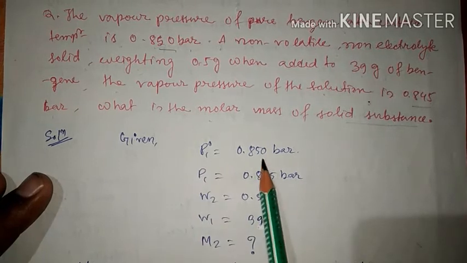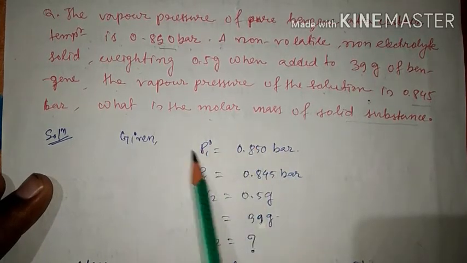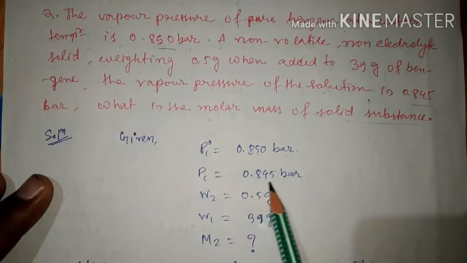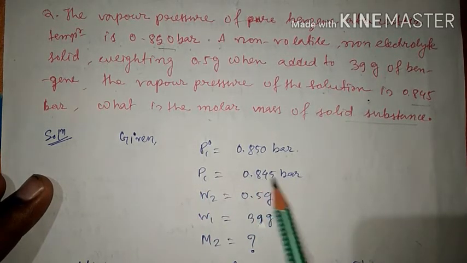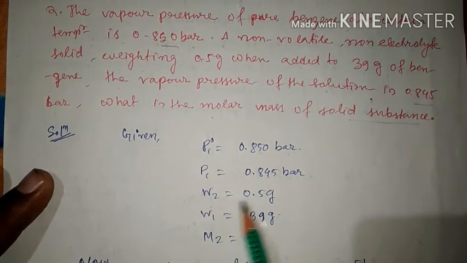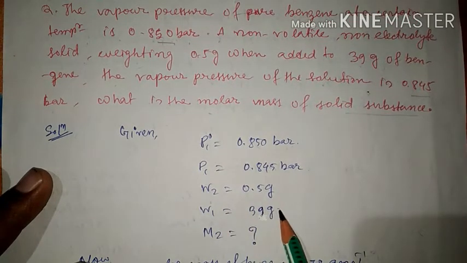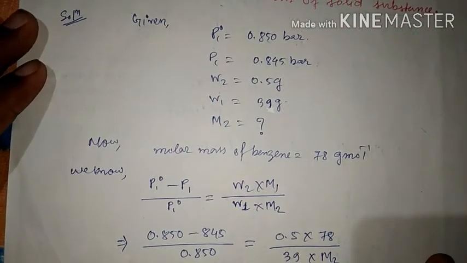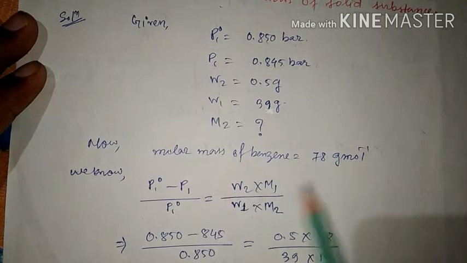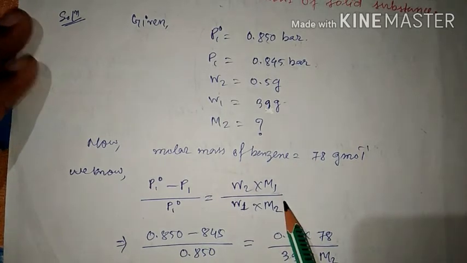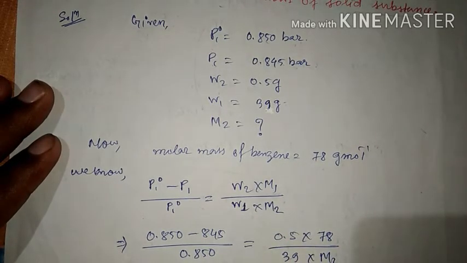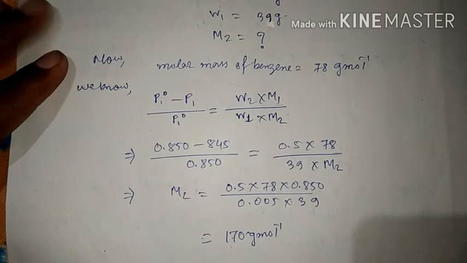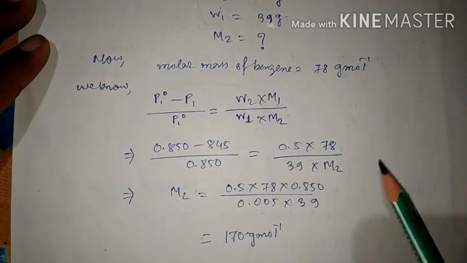Here P1⁰ is 0.850, that means for the pure solvent, but after the addition of solute particle, it will become 0.845. That means it decreases. W2 is 0.5 gram, W1 is 39 gram. Now see, the molar mass of benzene is 78 gram per mole. If you put all these values in the above equation, the relative lowering of vapor pressure, we will get M2 easily as 170 gram per mole.